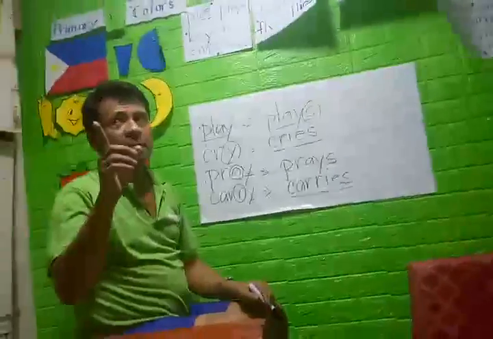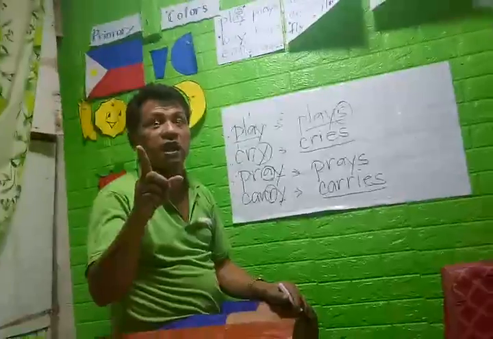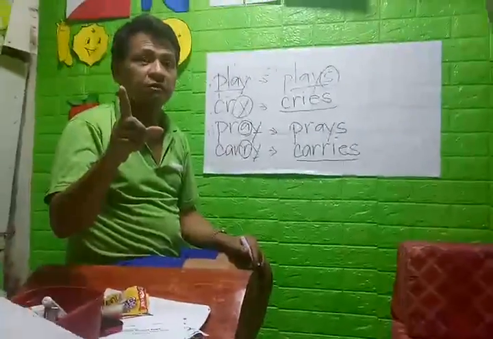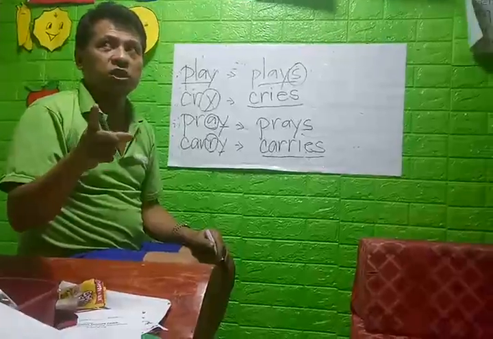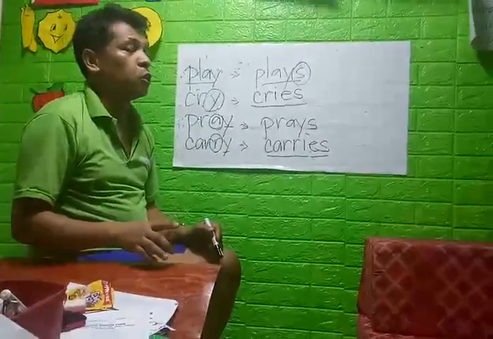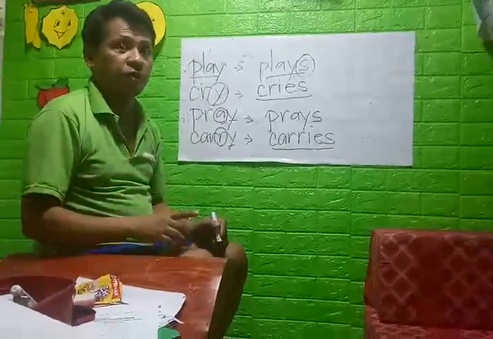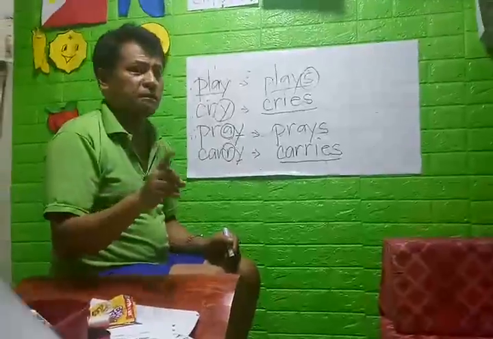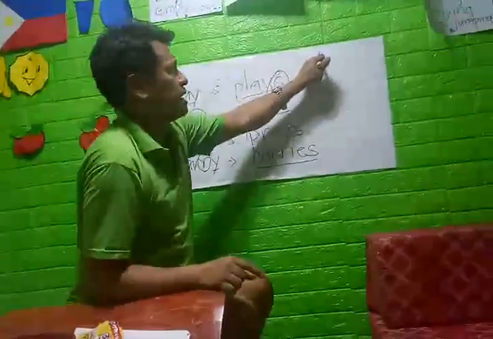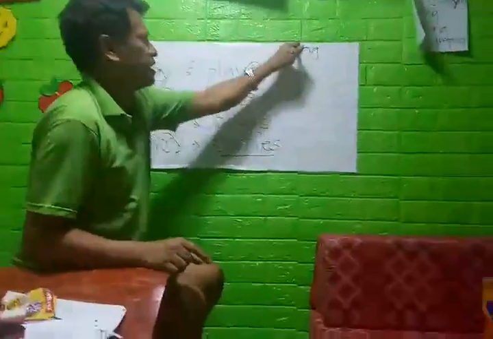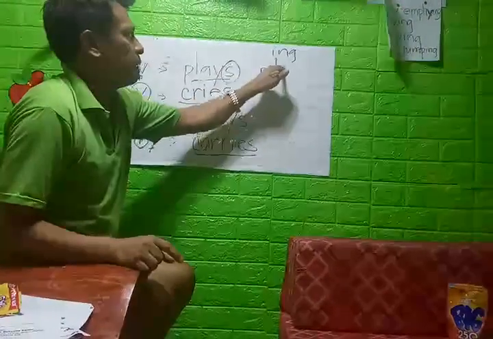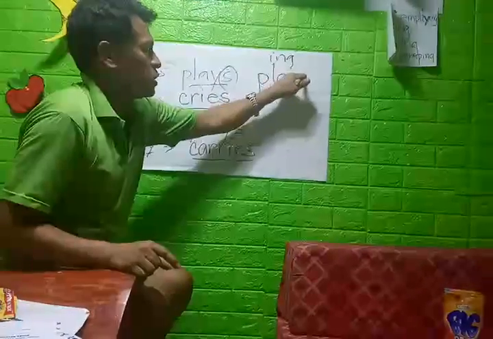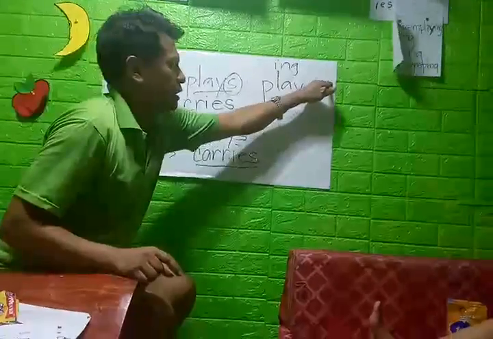Now another topic that we had yesterday is about the progressive present tense of the verb, or in some way we call it the ing of the verb. Now how do we form the ing of the verb? Very simple, by adding ing alone. Let's say for example, play, so this would become playing. So this is the progressive present tense of the verb.